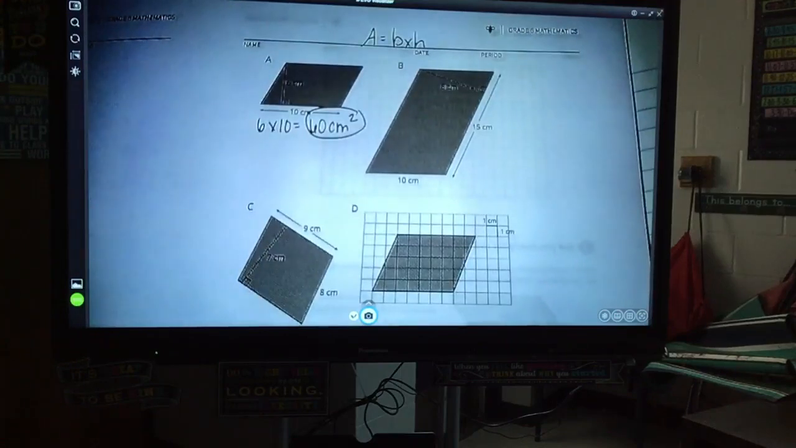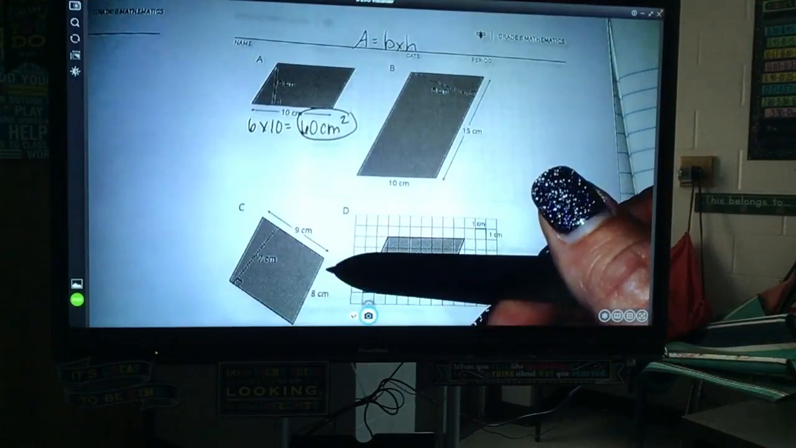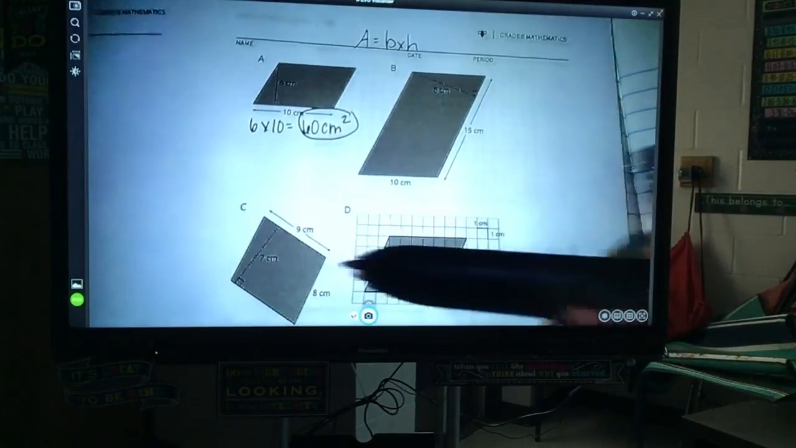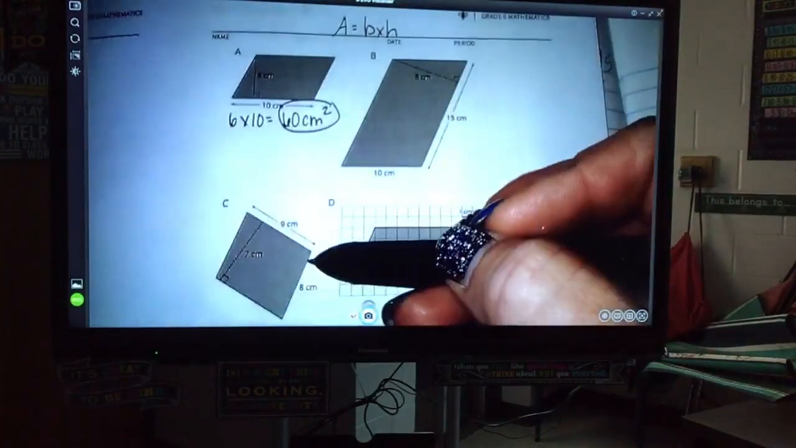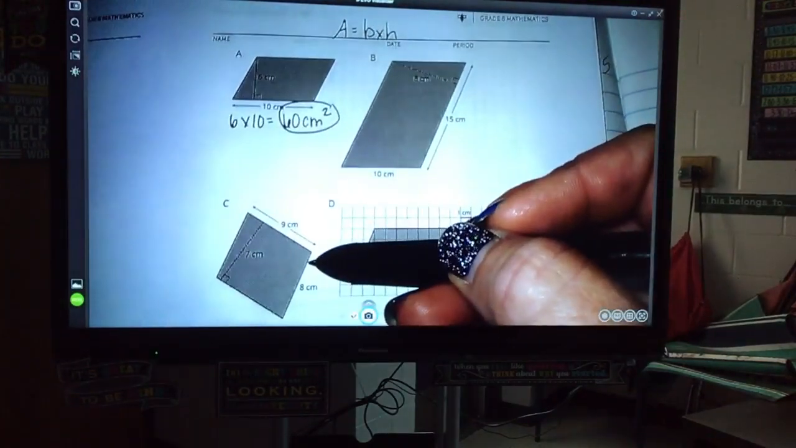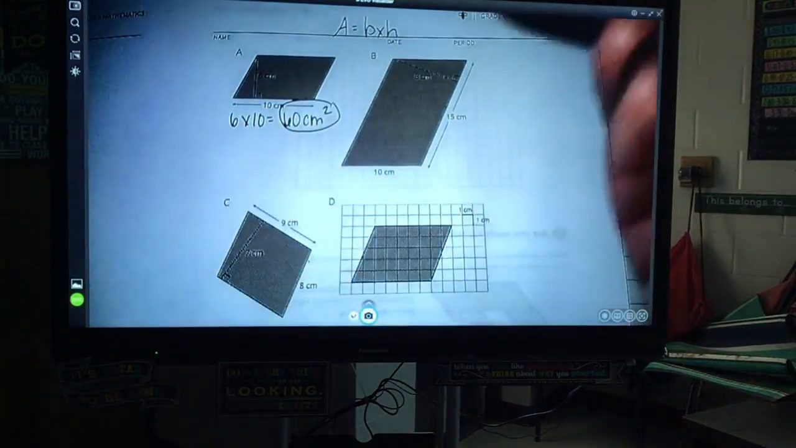Okay, so now we're going to skip over B for a second. We're going to move down to C. So what is my base and what is my height in C? Mason. 9 and 7. But we have 8 over here. So, like, I'm a little confused because it looks like this is my base. So how do I know that 9 is my base and not 8, or 8 is my base and not 9? Mason?